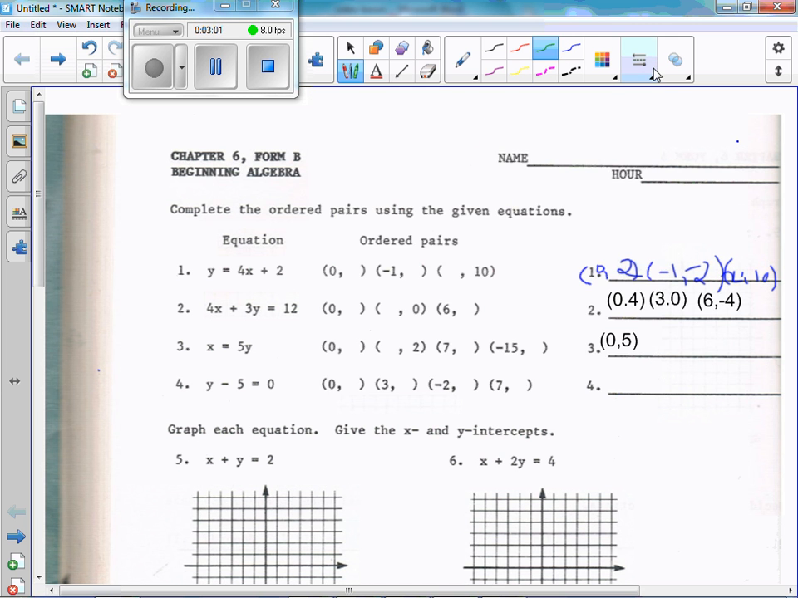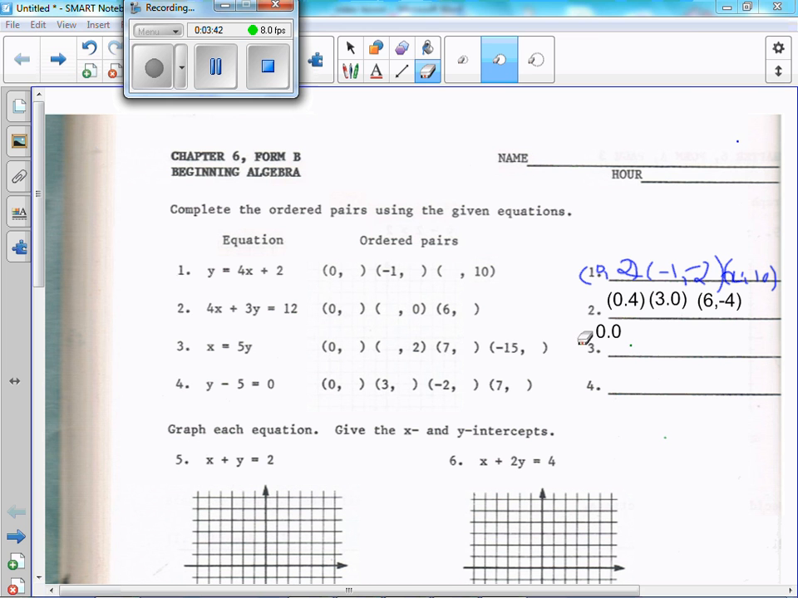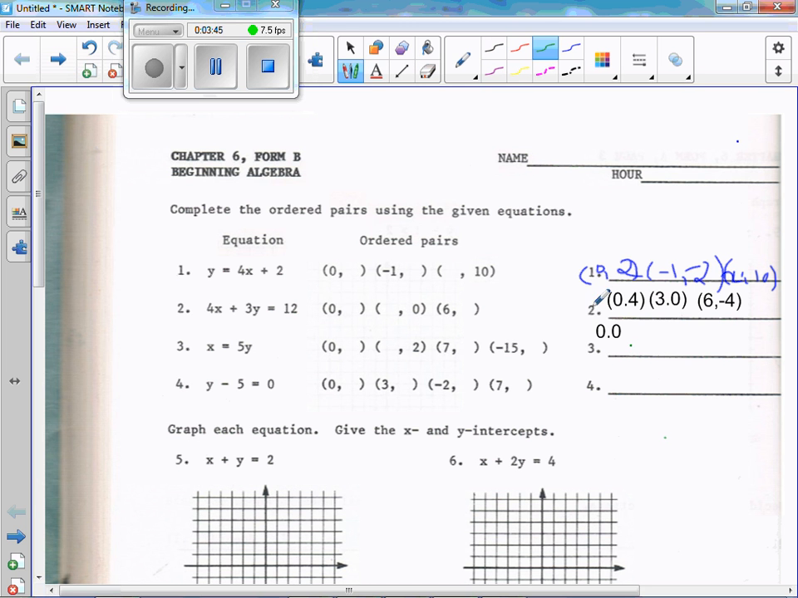So let's change the color of my pen. And number 3, it says x equals 5y. Okay, so you could either change it to y equals if you'd like, or you can just leave it like this. If you put x is 0, so if you have 0 equals 5y, so you divide both sides by 5. Anytime you divide 0 by 5, you're going to have 0. So that's saying if your x is 0, then your y is 5. Okay. A few minutes ago, I had an incorrect answer here. It's 0, 0. So when you have x is 0, then you say y is 0.